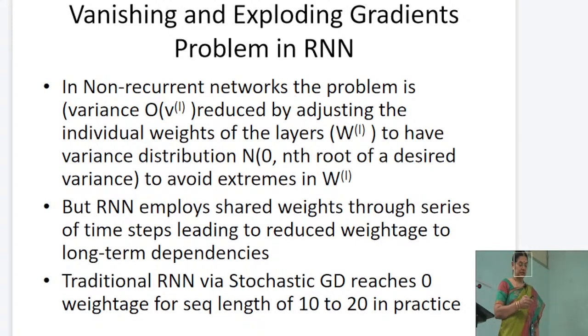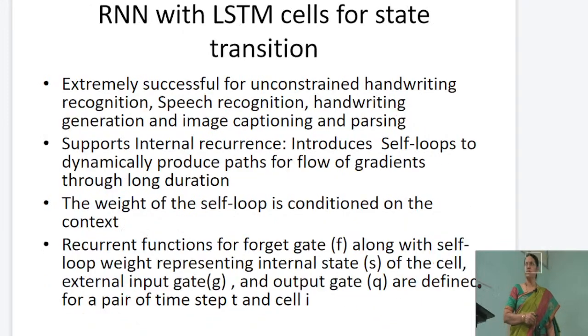For state transition, LSTMs have been extremely successful for unconstrained handwriting recognition, speech recognition, handwriting generation, image captioning and parsing. There are so many applications for the LSTM, these are only a few. It supports internal recurrence, and introduces self loops to dynamically produce paths for flowing the gradients through long durations.